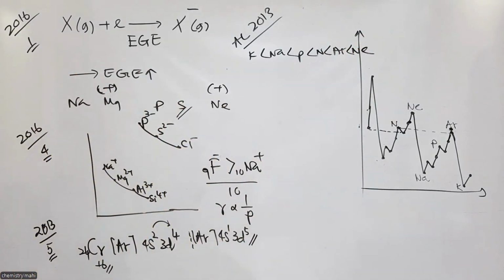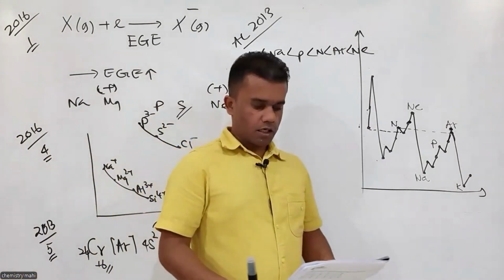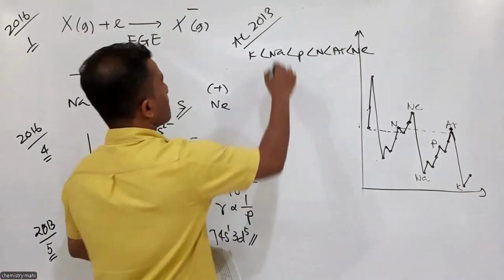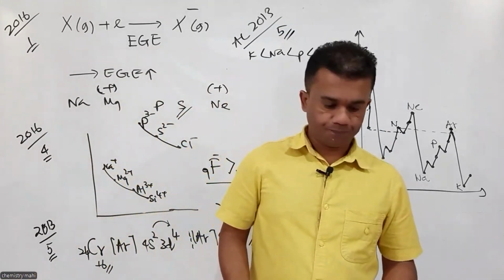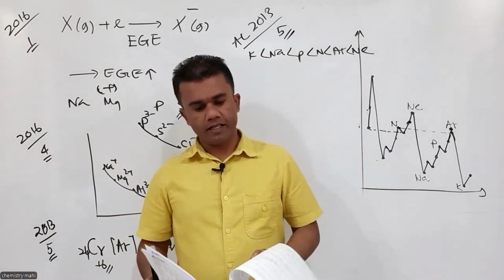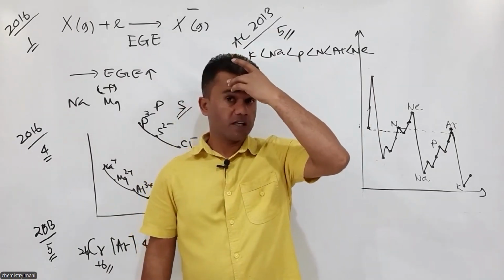This is the correct order. Potassium, sodium, phosphorus, nitrogen, argon, neon. Where is it? Fifth one. Correct. This discussion will be quite helpful for the term test you are going to have this week.